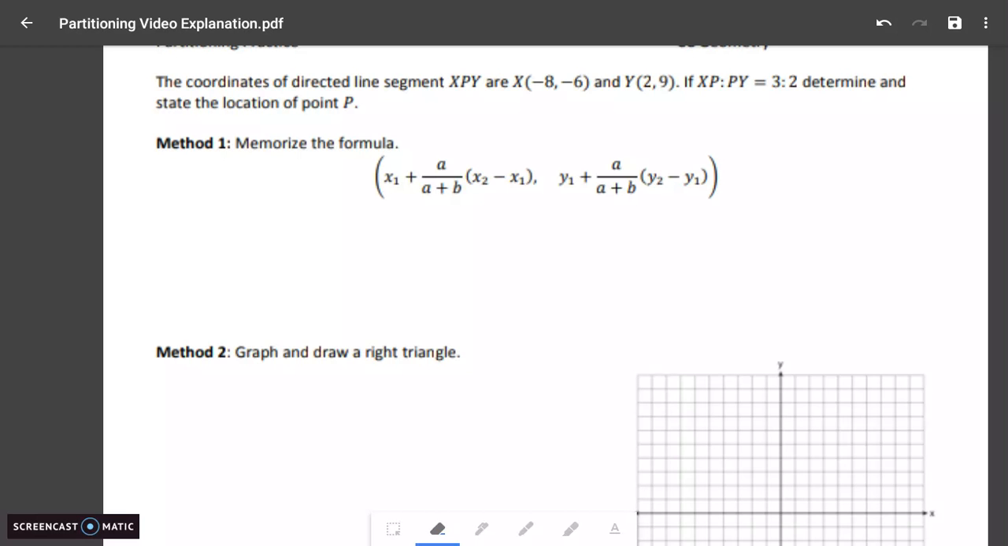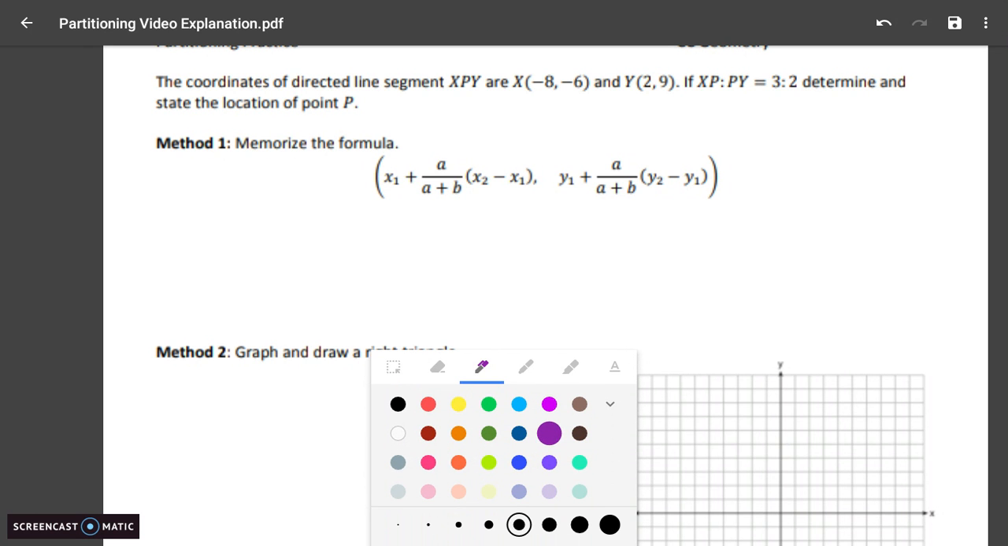In this video, we're just going to look at how to partition a line segment. Now, there's 3 methods in which you can do so. One of which is using this long formula. You are not given this formula on any assessments or the Regents examination at the end of the year, so it is important to know how to use it and to memorize it on your own.